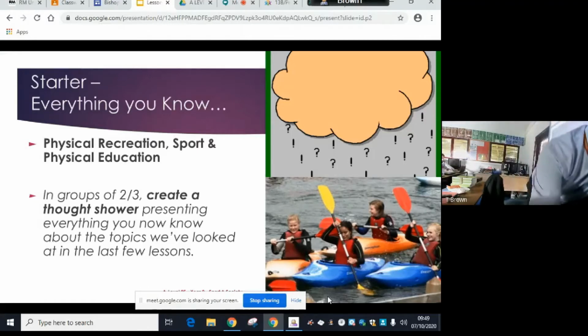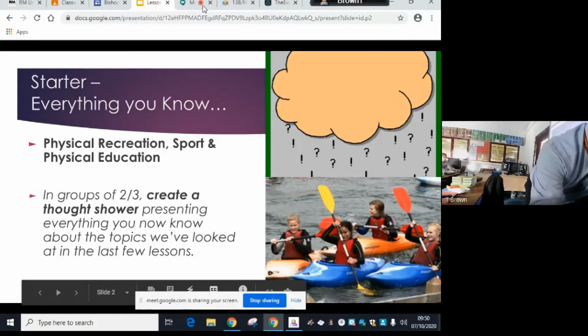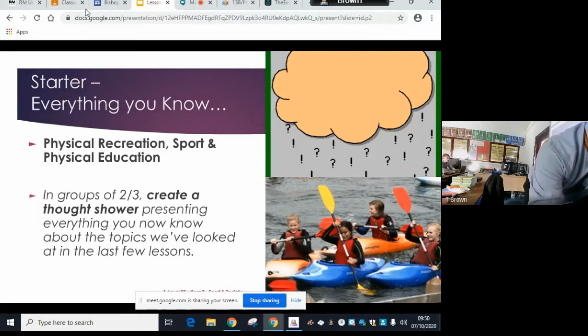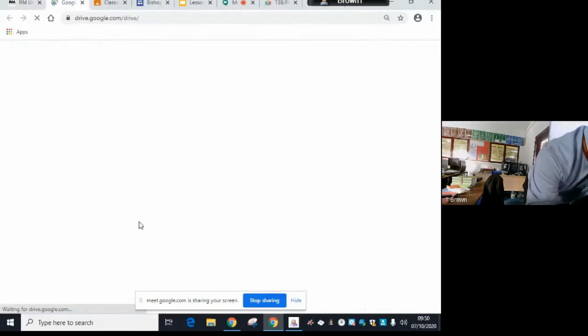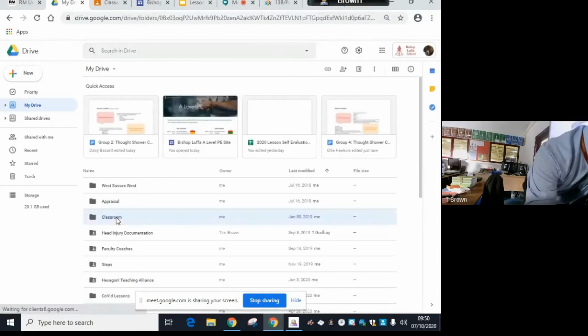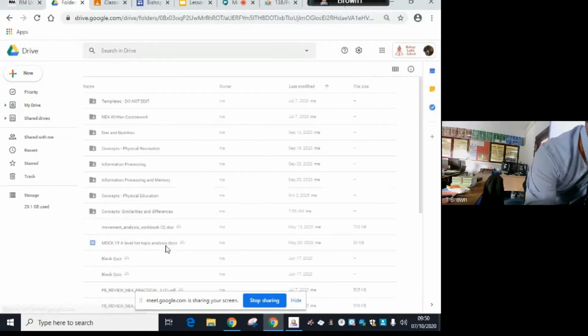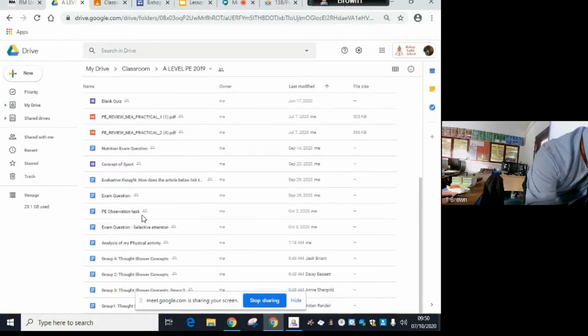Now, your thought showers, just to have a quick look at where we're at with those thought showers. Your thought showers I put up on the board a moment ago. Looks like I have just managed to shut them down already, which is not clever, but I'll quickly pull them up again. So your thought showers are here, so let's have a quick look at them. So we're A-level PE, where is it? Here at the bottom.